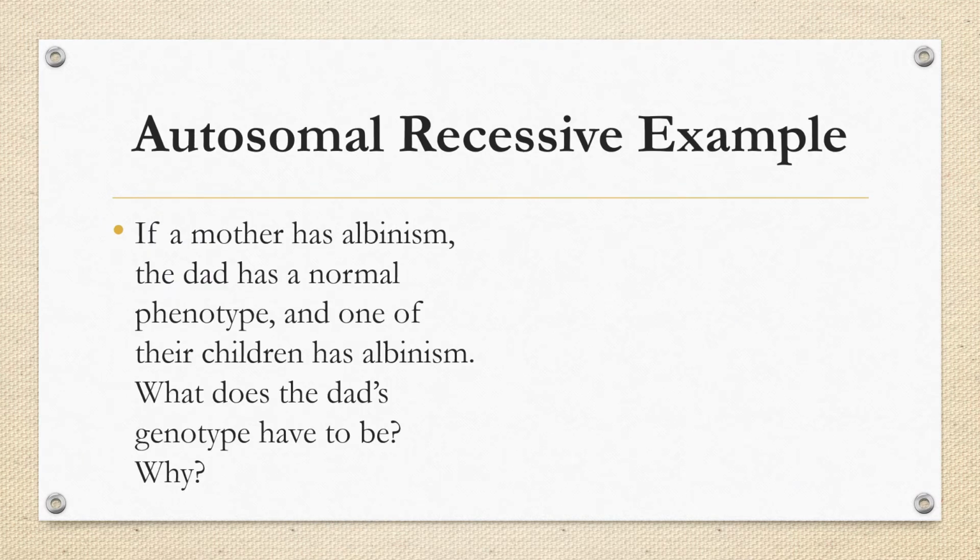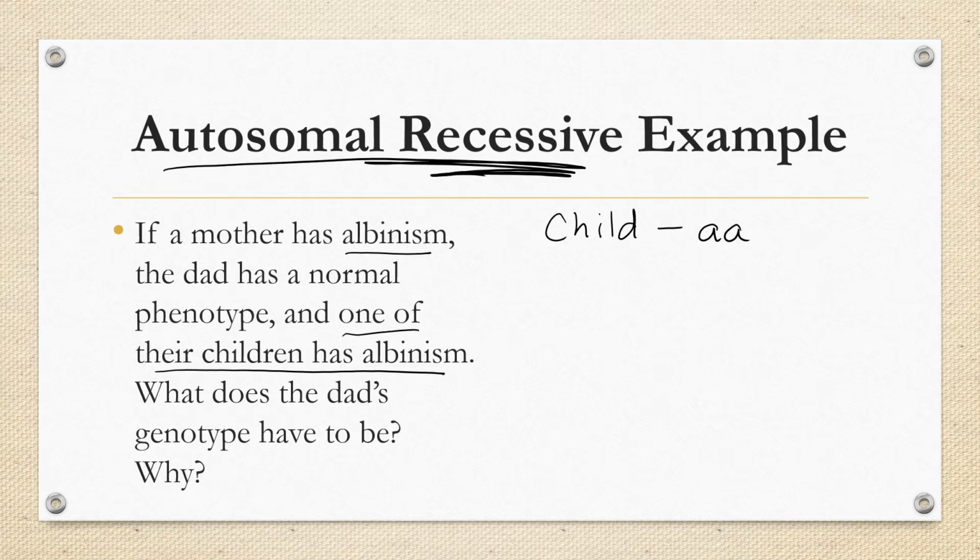So let's look at an example problem. If I have an autosomal recessive disorder like albinism, and the mother has it, but the father has a normal phenotype, but one of their children has albinism, what does the dad's genotype have to be and why? So if the child has albinism, that means they have to have the little a genotype, because this is an autosomal recessive disorder. It's passed on by that little a.